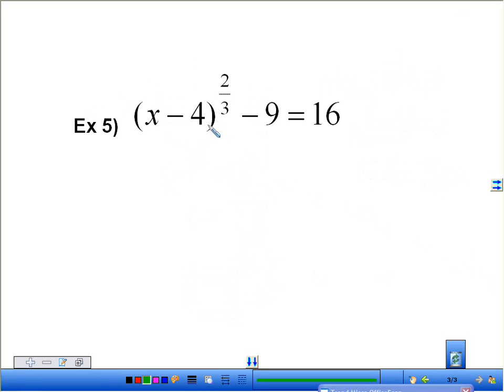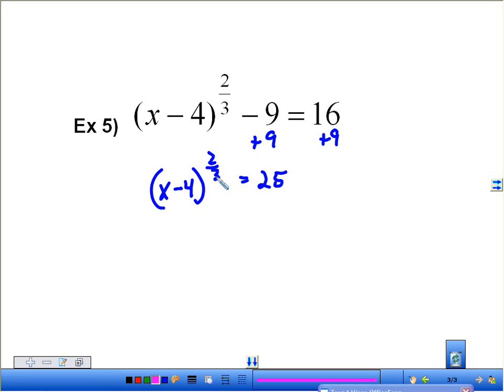In this one, remember the first step is to isolate the part that has the exponent. So I've got to do something to get rid of this -9. I'll add 9 to both sides, and now that gives me x minus 4 to the power of 2/3 is equal to 25. And remember, I wanted to get rid of this exponent, so I'm going to multiply by its reciprocal. And if I do it to one side, then I have to do it to the other side.